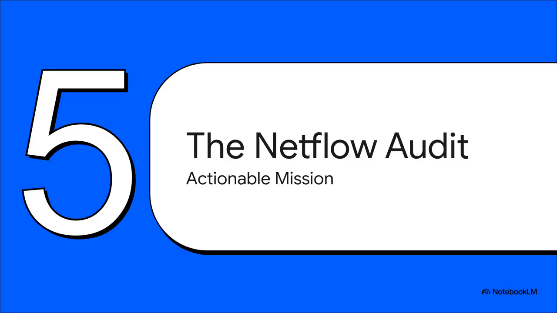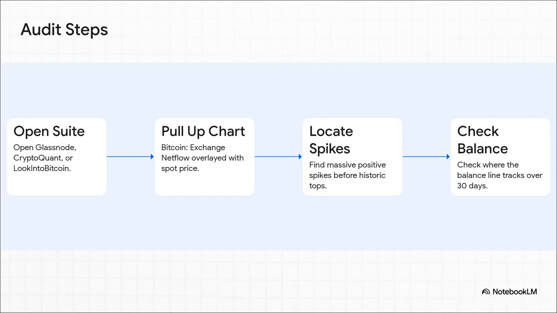All right, part 5, the Netflow audit. This is your actionable mission. We're going to move fast here. Here's your exact 4-step audit to run today. First, open up your preferred macro on-chain suite. Glassnode, CryptoQuant, look into Bitcoin, whatever you use. Second, pull up the Bitcoin Exchange Netflow chart and make sure it's perfectly overlaid with the daily spot price.